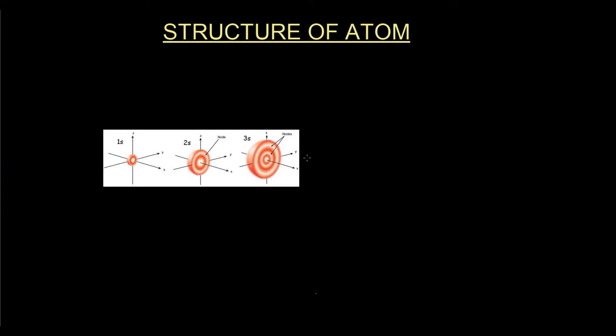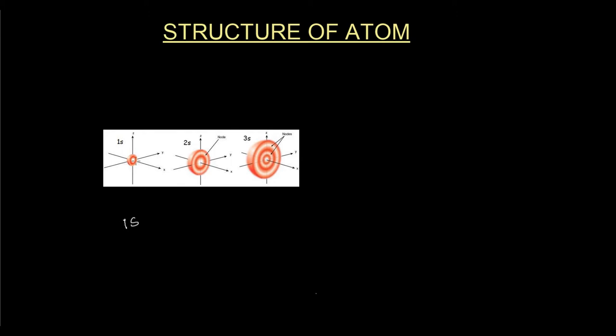So let us try to look at the shapes of the various orbitals. This is the simplest one. This is the 1s orbital, right? The white one, the lighter one within the red one shows the electrons, and the red one shows the region of zero electron density, right?